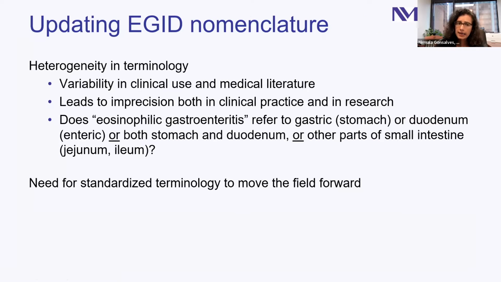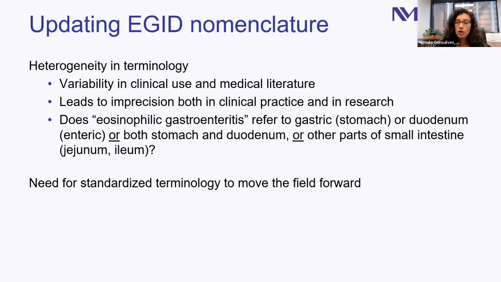And it really highlighted that there was a lot of heterogeneity in this terminology and a lot of variability in the clinical use, as well as variability in the medical literature. And this really showed a lack of precision, both in clinical practice and in research. Because the questions came up, does eosinophilic gastroenteritis refer to stomach or intestine, or both stomach and intestine, or other parts of the small intestine? So there was a need for standardized terminology to move the field forward. We needed to have a common language.